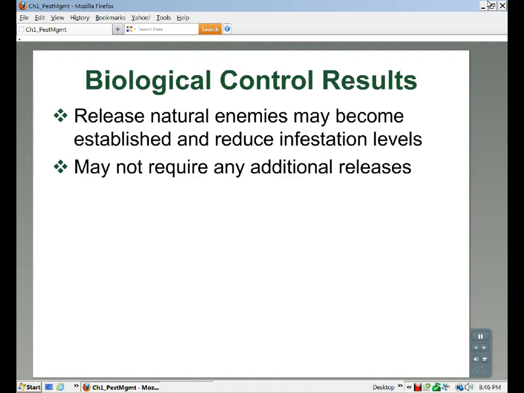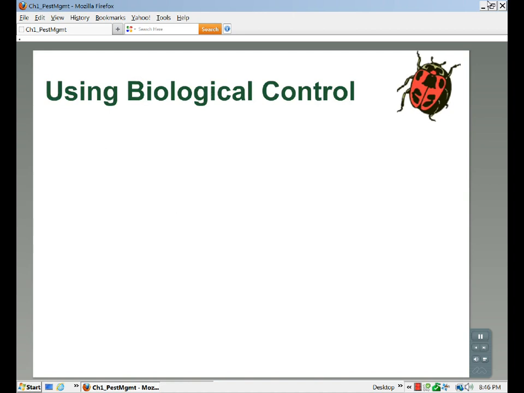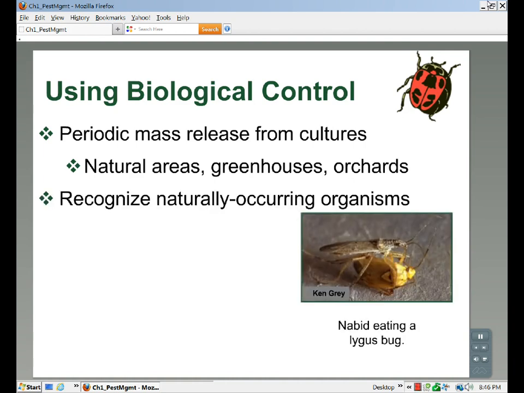Introduction of biocontrol agents is strictly controlled because of the concern for the biocontrol agent to run amok. There are several instances where introduced biocontrol agents have become pests themselves, like the cane toad in Australia. Again, depending on the establishment level of biocontrol agents, periodic releases may be required in natural areas, greenhouses, landscapes, and agriculture.